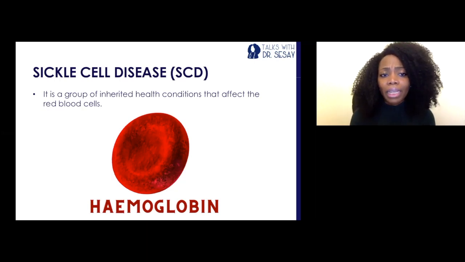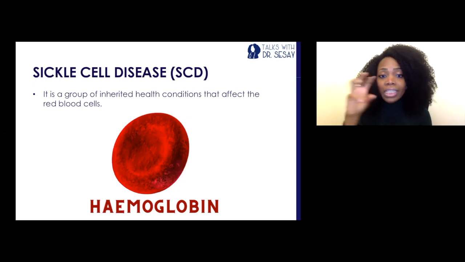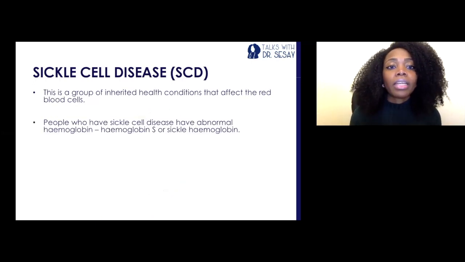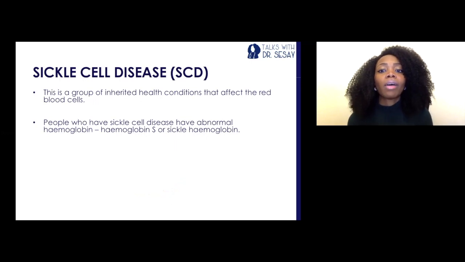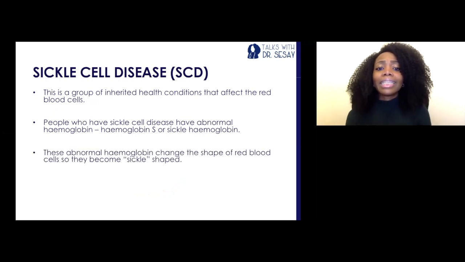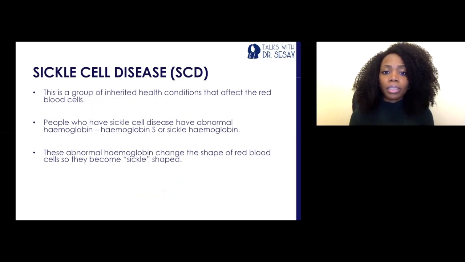So what's really amazing about red blood cells is that they're very, very flexible. So they can go through blood vessels, so the tubes that carry the blood around the body, by squeezing in even the tiniest vessels without there being any problems. Now, people with sickle cell disease have abnormal hemoglobin, and this hemoglobin is known as hemoglobin S, or sickle hemoglobin, okay? And this abnormal hemoglobin changes the shape of the red blood cells so they become sickle in shape.